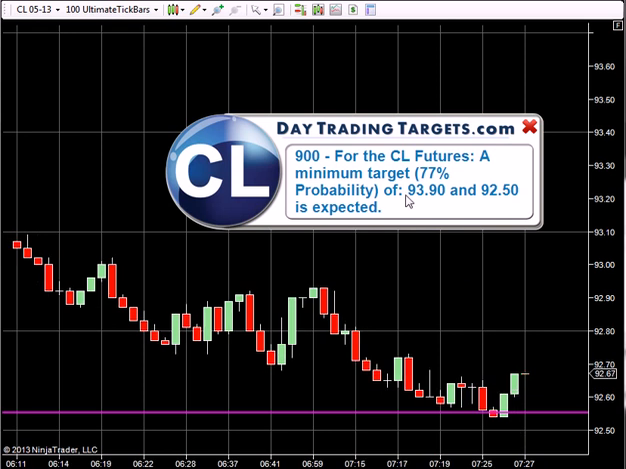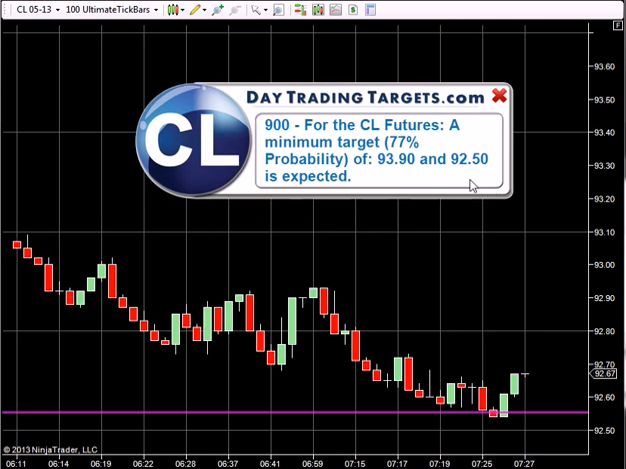Now, as far as the statistics go for day trading targets, we will not count this unless it hits that 92.50 level. But for our purposes as traders, for my purposes on the crude oil, I will be out inside of that level. In other words, I won't wait for it to go through. And on this particular trade, as you could see, I set that about 5 or 6 ticks above that level.